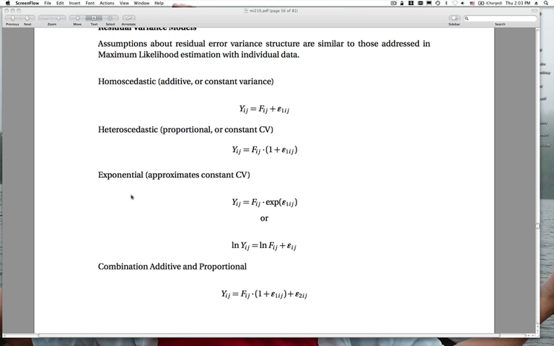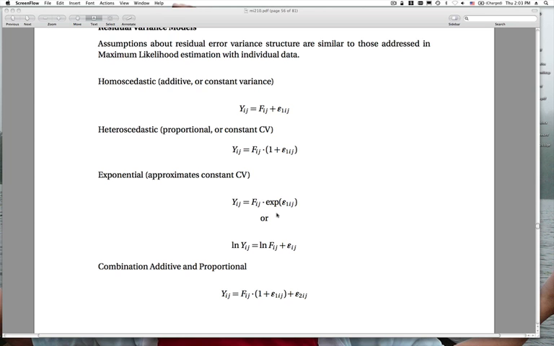Another way to state this is to use an exponential relationship, which gives you a slightly more dramatically increasing variance as you increase the model prediction. At lower variances, this does approximate the proportional constant coefficient of variation. Again, you have the observed data, the prediction, and an exponentiated residual random effect.